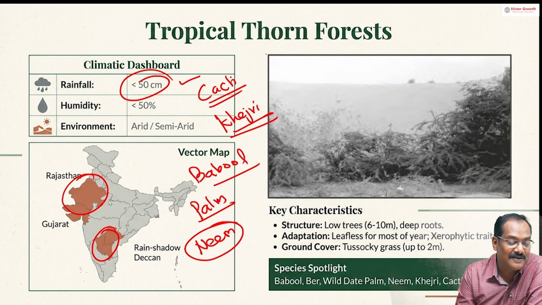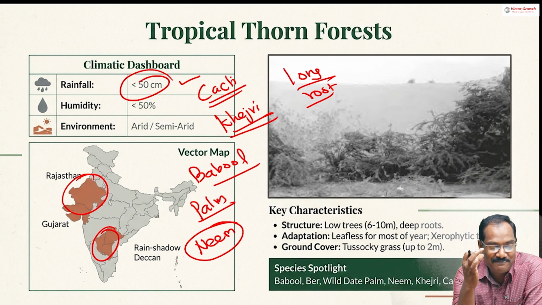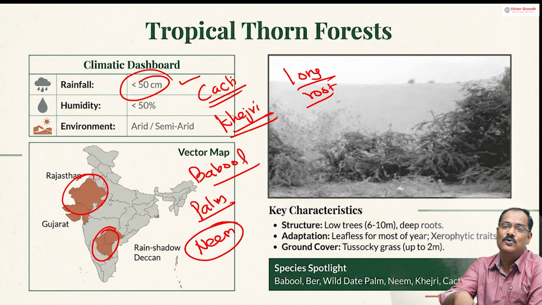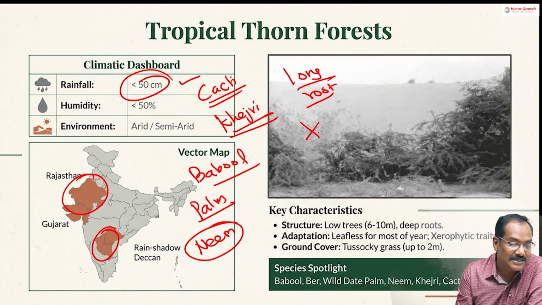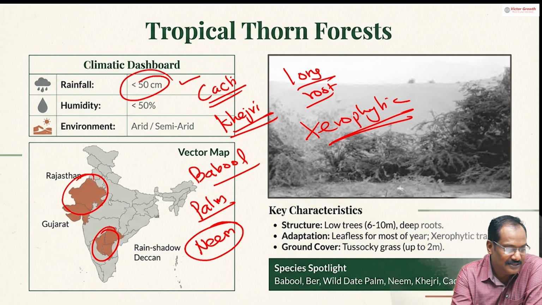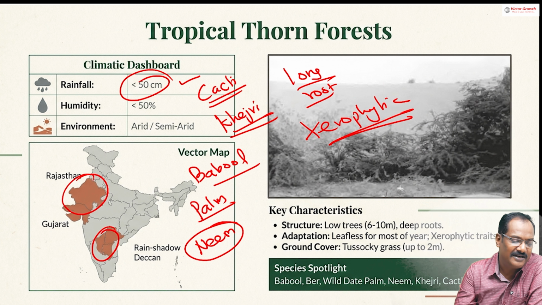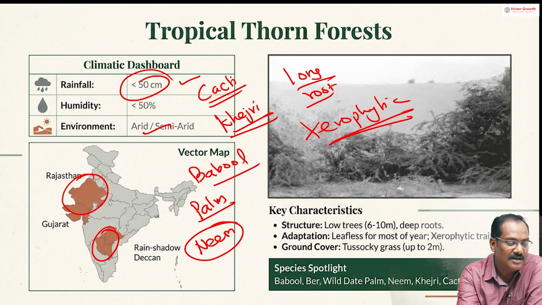Another characteristic of these is that they have very long roots, thick stem and all, because they try to reduce the water evaporation, and long roots will go in search of water. They call them xerophytic. Xerophytic means drought resistant trees and all that. It's not basically trees, it's bushes and all. So that is formed in arid and semi-arid regions, that is Rajasthan and the interior peninsula.